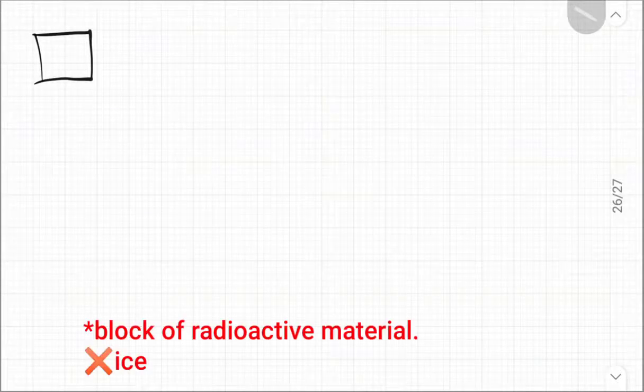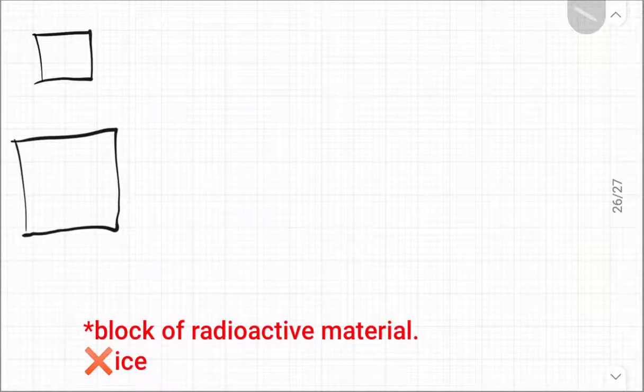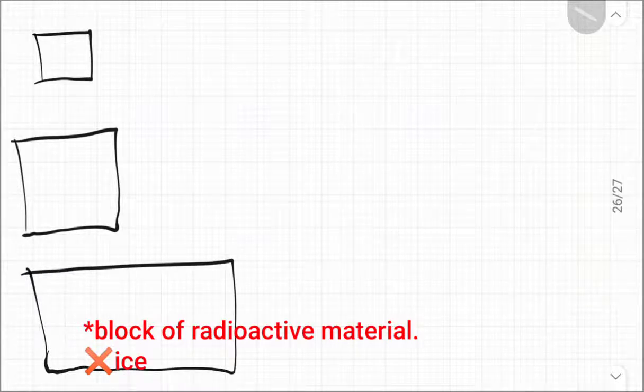Let's change color. Okay, so let's say we have this amount of block of ice. So let's start with this amount of block of ice, and also that is for the first experiment. Now for the second, let's start with this amount of block of ice. Of course, we are assuming that we have the same radioactive material. And let's assume we have this amount of block of ice.